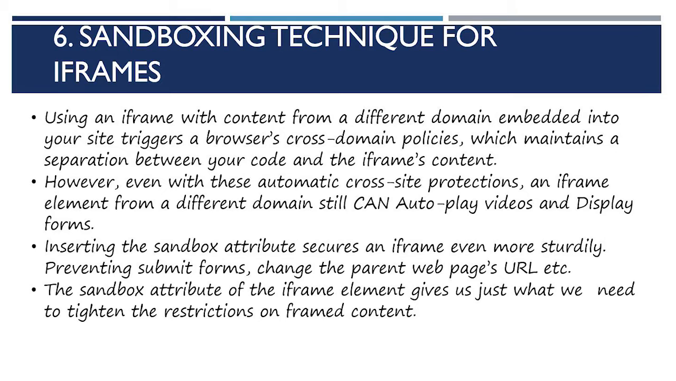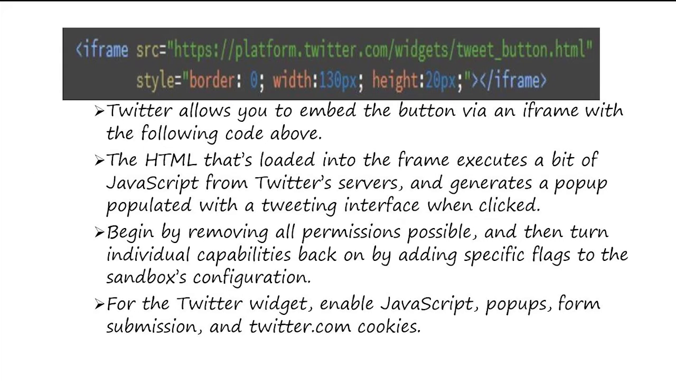The sandbox attribute of the iframe element gives us what we need to tighten the restrictions on frame content. We can instruct the browser to load a specific frame's content in a low privilege environment, allowing only the subset of capabilities necessary to do whatever work it needs doing. So as you can see, the code above is a button that Twitter allows you to embed via an iframe. So we'll examine what capabilities the button requires.